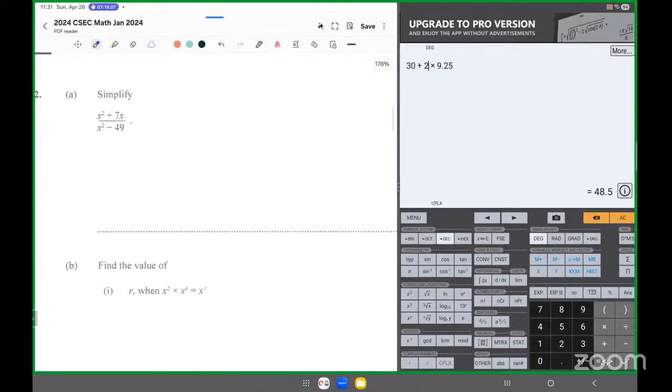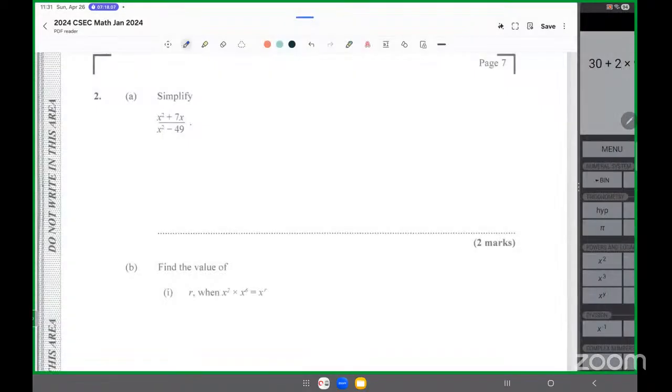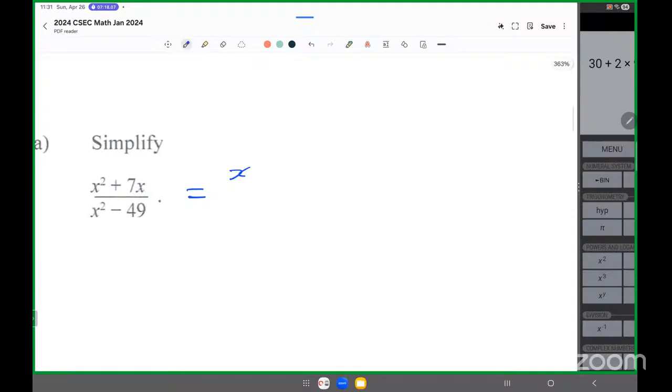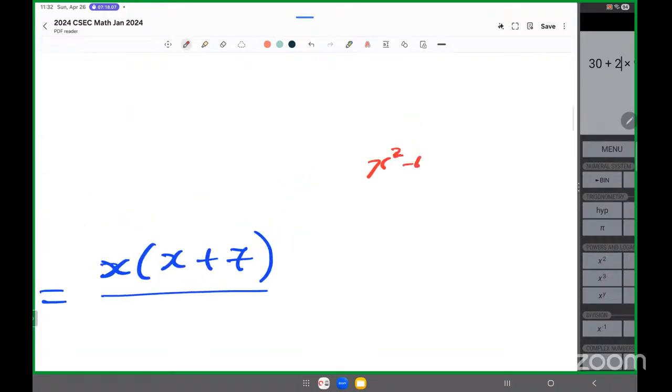Number two wants us to simplify this. So I guess we have to factorize the numerator and the denominator and simplify it. So the numerator, a common factor of x first. You factor the x out on the numerator, and then you're going to get x plus 7 inside the bracket. Now factor the denominator. That's the difference of two squares, x squared minus 49. X squared minus 49 is the same as x squared minus 7 squared, the same as x minus 7 times x plus 7.